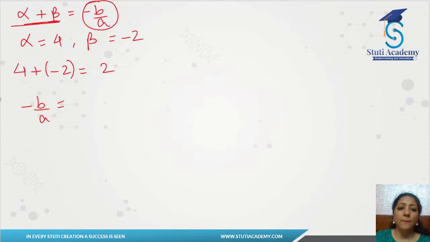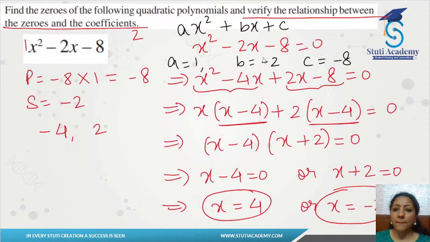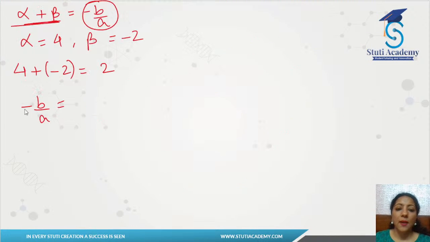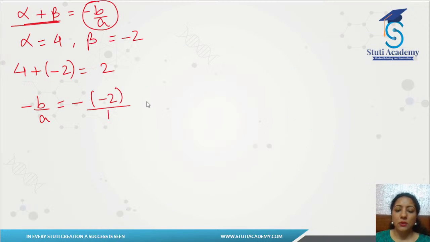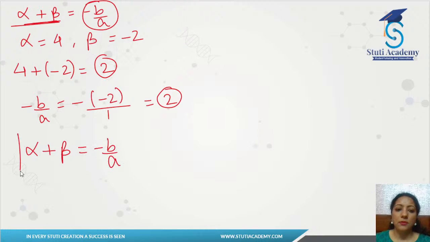Now we have to solve for minus b upon a. Minus b upon a. That's minus minus 2 upon a. A here is 1. So I'm going to write here 1. So finally I'm getting 2 here. So please notice alpha plus beta is 2 and minus b upon a is also 2. So we can say alpha plus beta is equal to minus b upon a. So now we have verified the first relationship between the zeros and the coefficients.